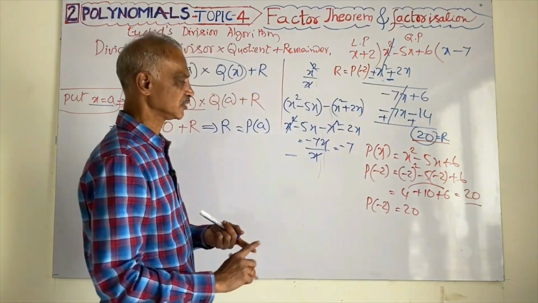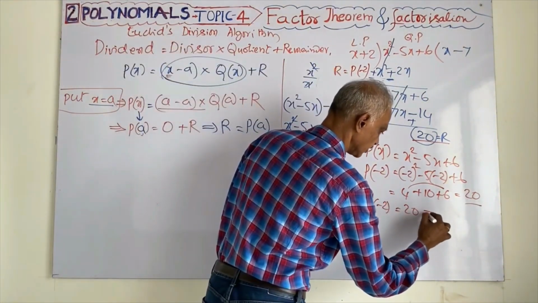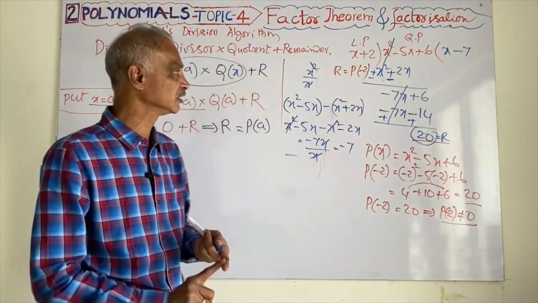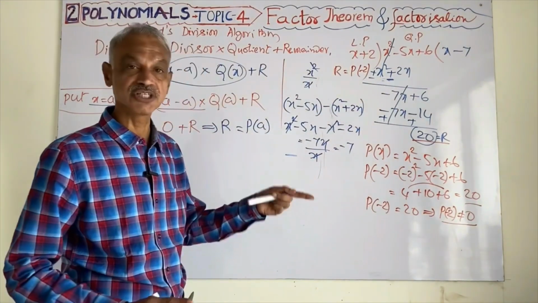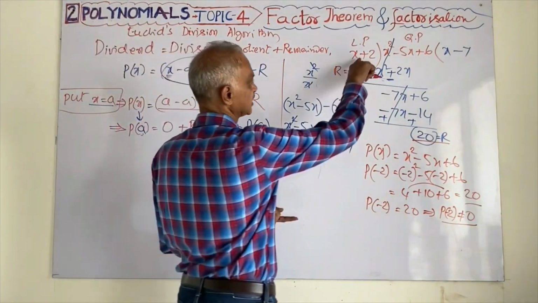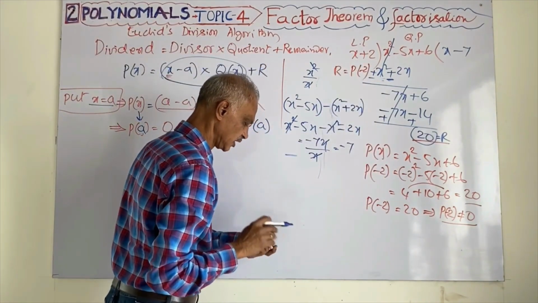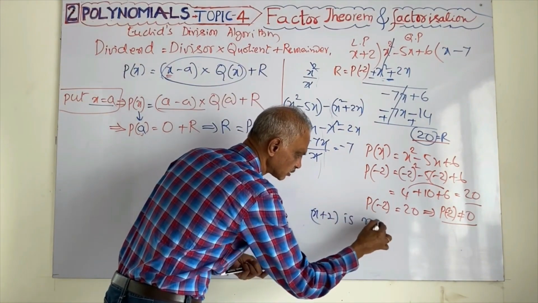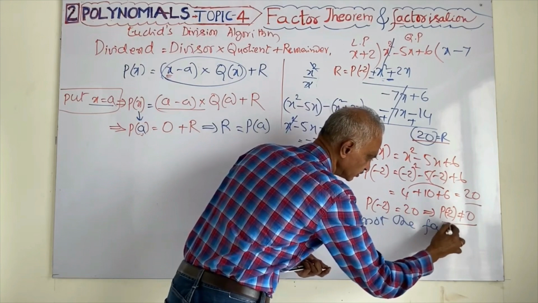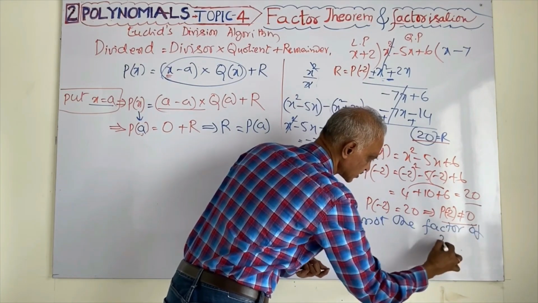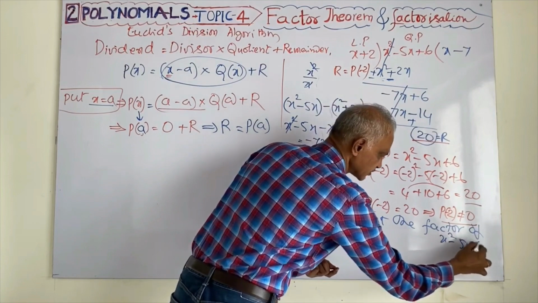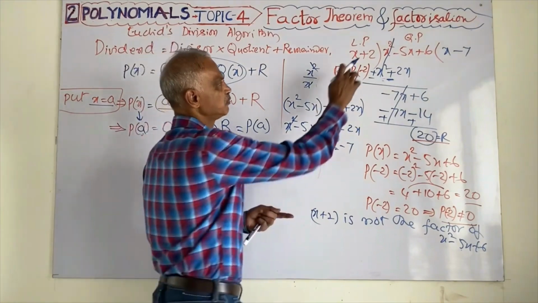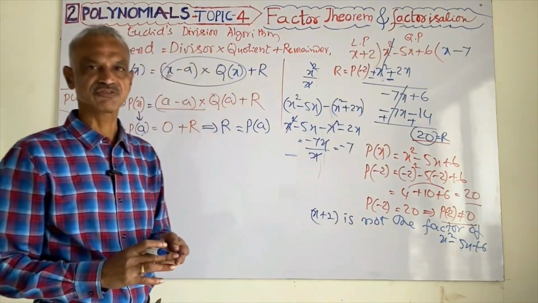Now you can say, you are not getting P of minus 2 equal to 0. You are not getting the remainder as 0. That's why you can say x plus 2 is not a factor of x square minus 5x plus 6. If the remainder is 0, you can say x plus 2 is a factor of x square minus 5x plus 6.